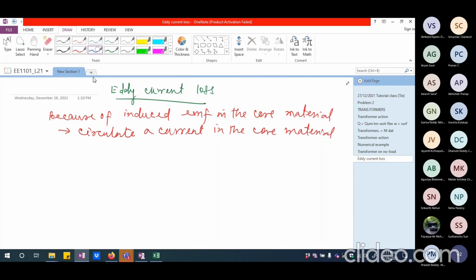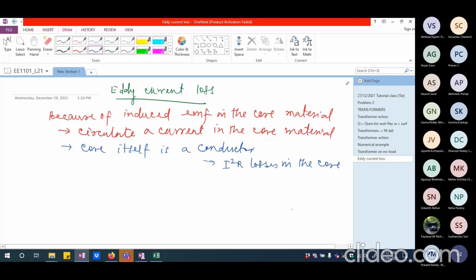This is because the core itself is not an insulator. It is a conductor. So it is going to have a complete thoroughfare for the current. It will circulate in all sorts of directions. So that is going to cause I square R losses in the core. This is really due to current circulating in the core, and if we can minimize it, that will be good. So how do we really minimize it?